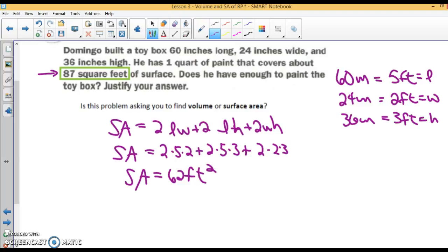He says he has 1 quart of paint that covers 87 square feet. So does he have enough paint? Yes. He has enough, because it's only 62 square feet.